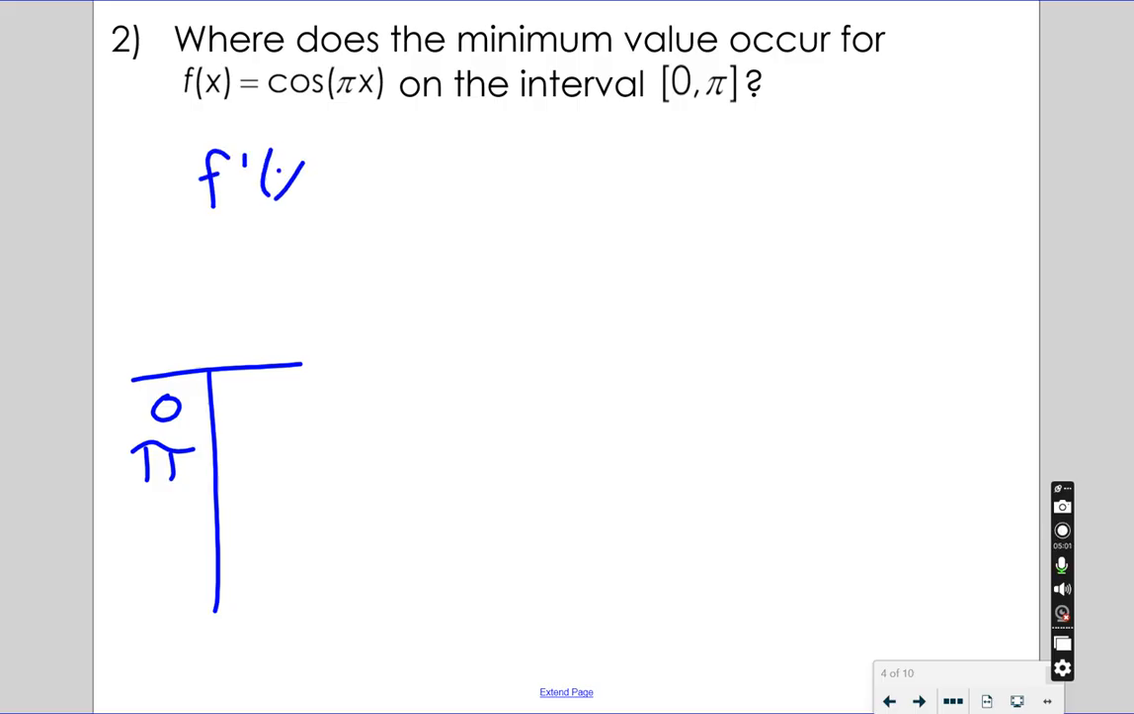What is f prime of x equal to? Negative sine of pi x times pi. Can I get an undefined slope out of that? No, so set it equal to 0. All right, how are we gonna solve this? What should I do first?